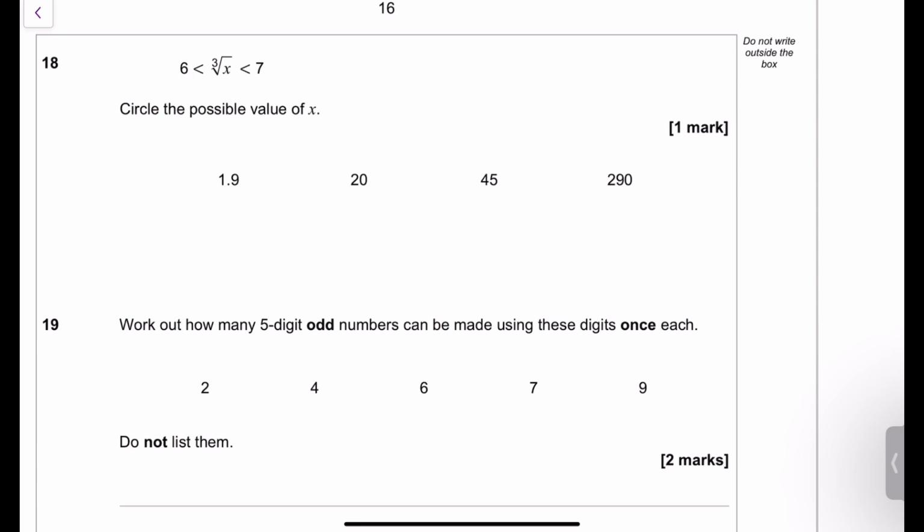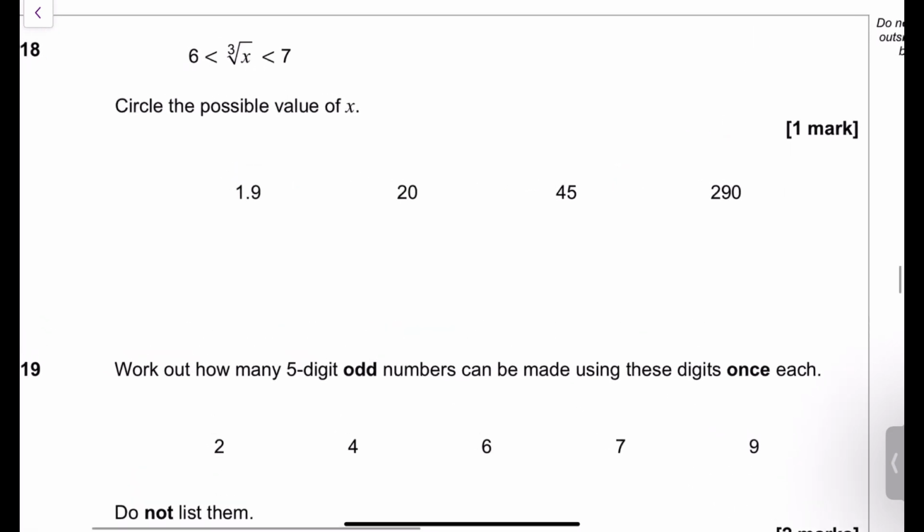Oh dear. Right. I'm not a big fan of these type of questions, I must say. Okay, circle the possible values of x. The cube root of x is equal to this, so we're going to have to cube these in.